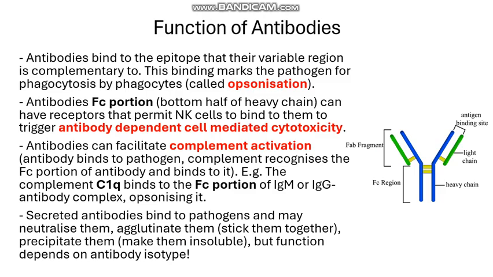Antibodies bind to the epitope that their variable region is complementary to. This binding marks the pathogen for phagocytosis by phagocytes, a process we call opsonization. The antibodies' Fc portions, on the bottom half of the chain shown in this picture on the right, can have receptors that permit natural killer cells to bind to them to trigger antibody-dependent cell-mediated cytotoxicity, which we went over when we were talking about T cells.